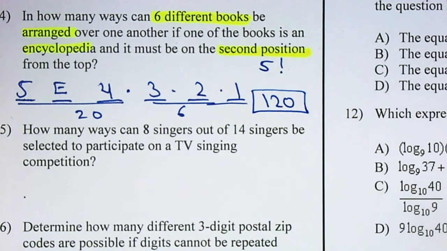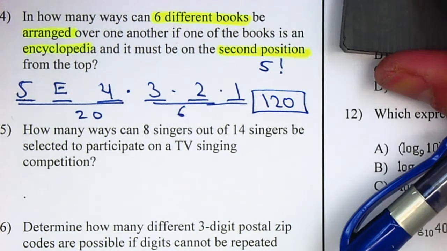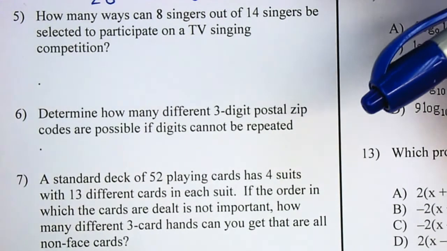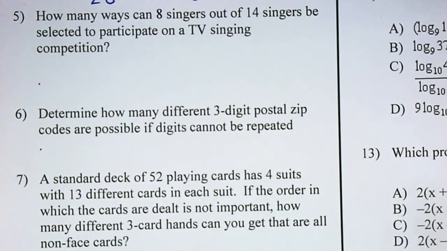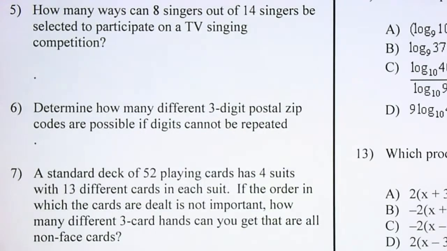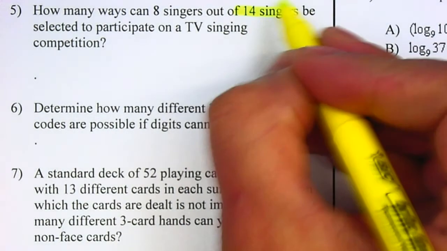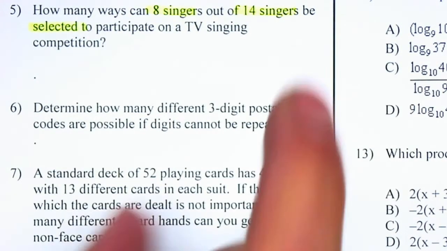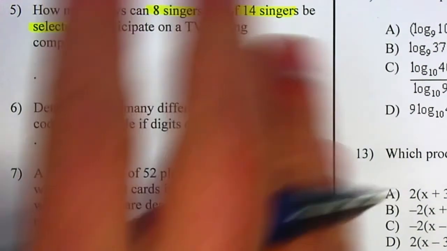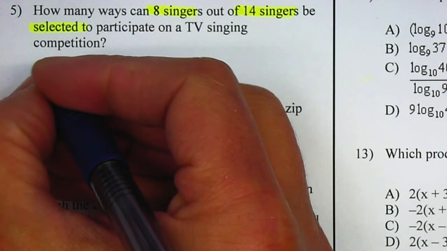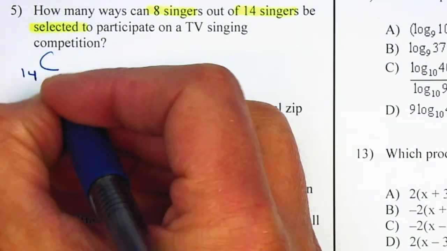Problem number 5. How many ways can 8 singers out of 14 singers be selected to participate in a TV singing competition? Now, you are selecting. So you have a total of 14 and you are selecting 8. That should give you a clue that you need to use the choose. We are selecting. Doesn't matter the order. We basically are just going to be selecting 8 at a time. So we have 14 choose 8.